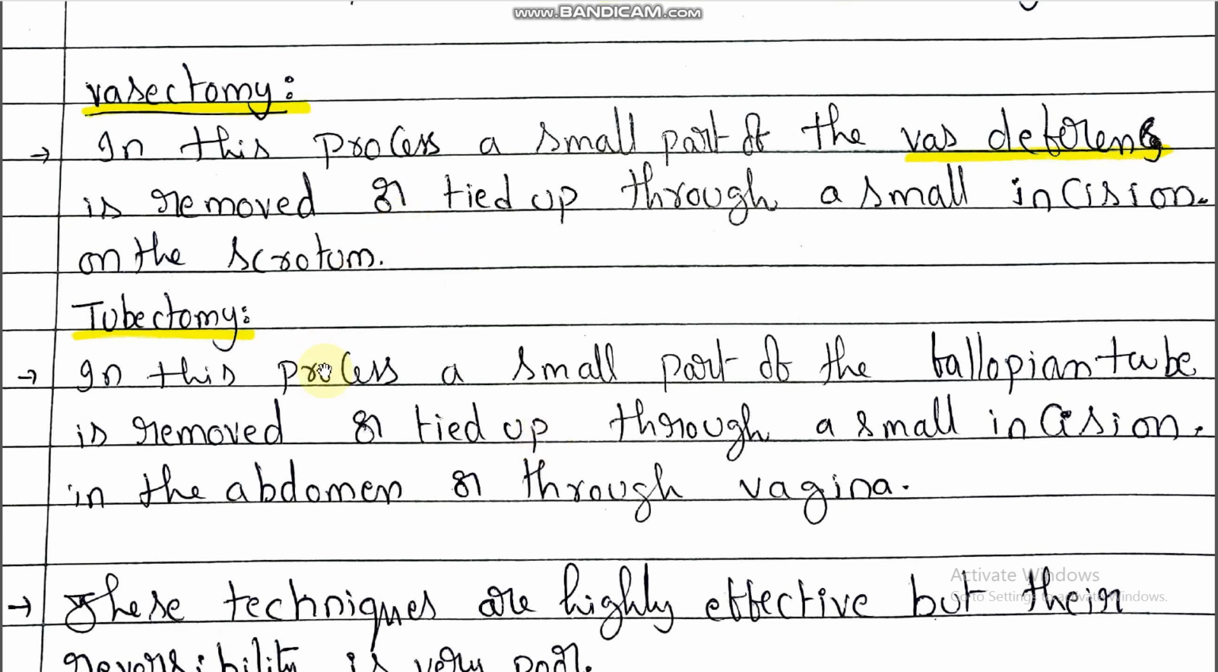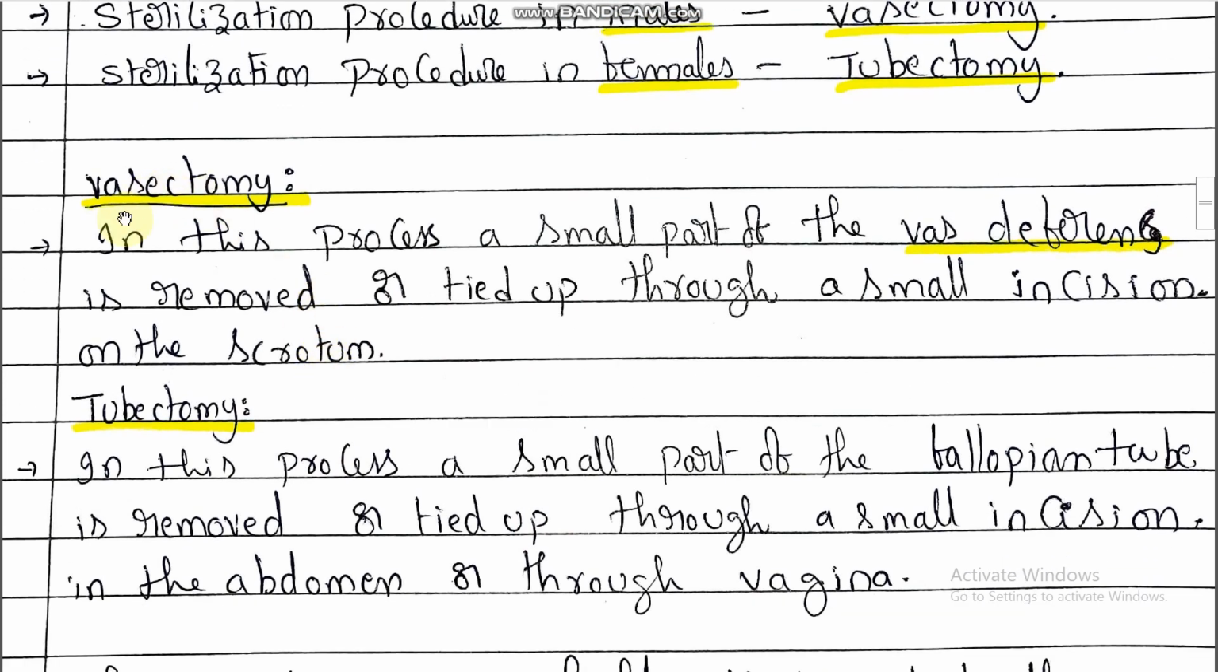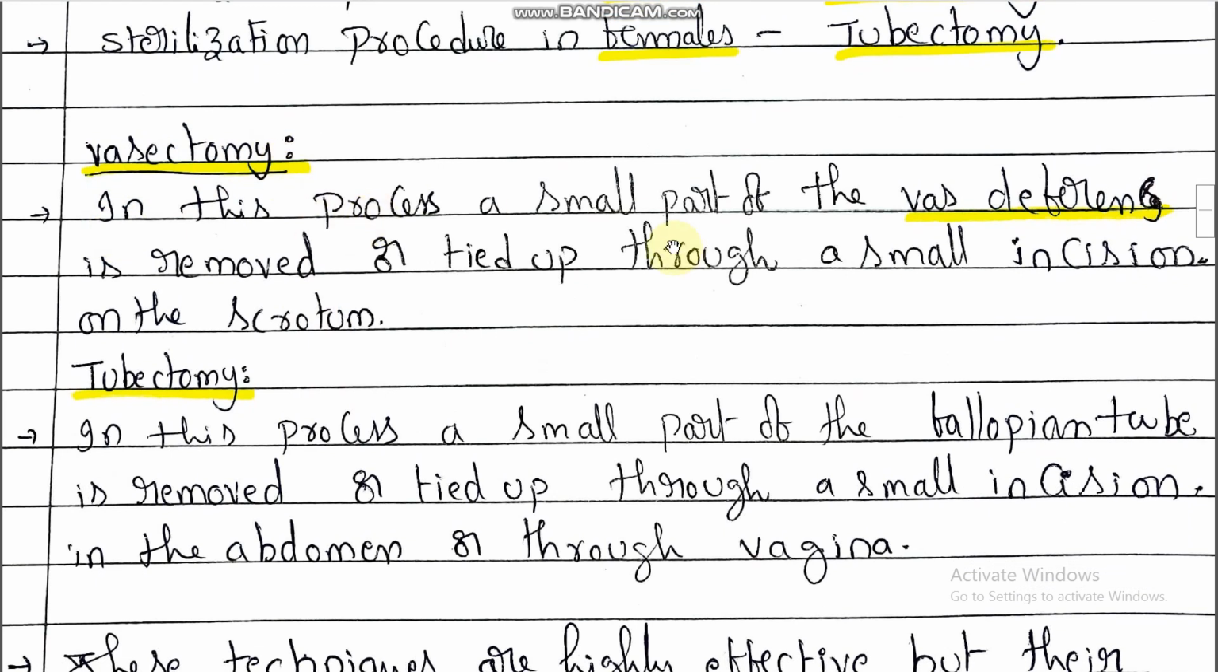So this is regarding vasectomy and tubectomy. Once again I am revising here. Vasectomy, in this process a small part of the vas deferens is removed or tied up through a small incision on the scrotum. Vasectomy is for the males, a sterilization technique in the males. Right? Okay.